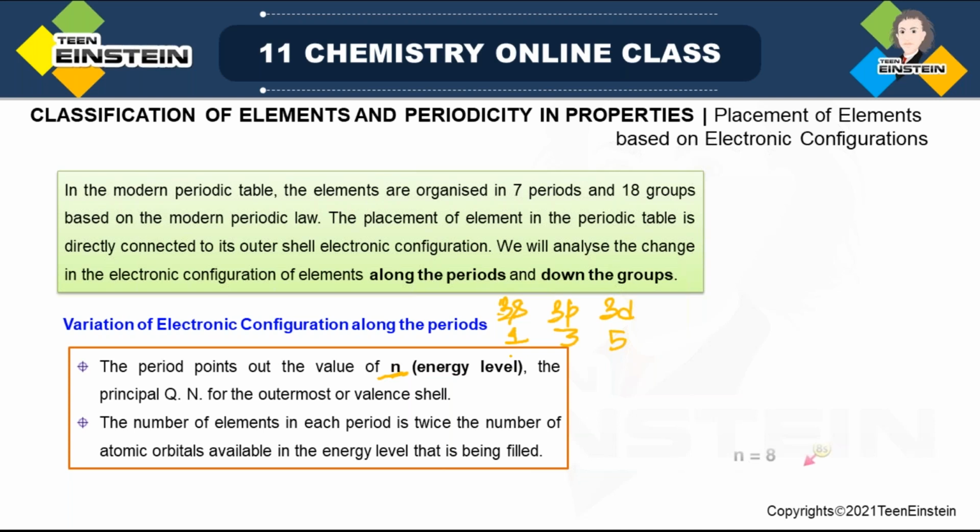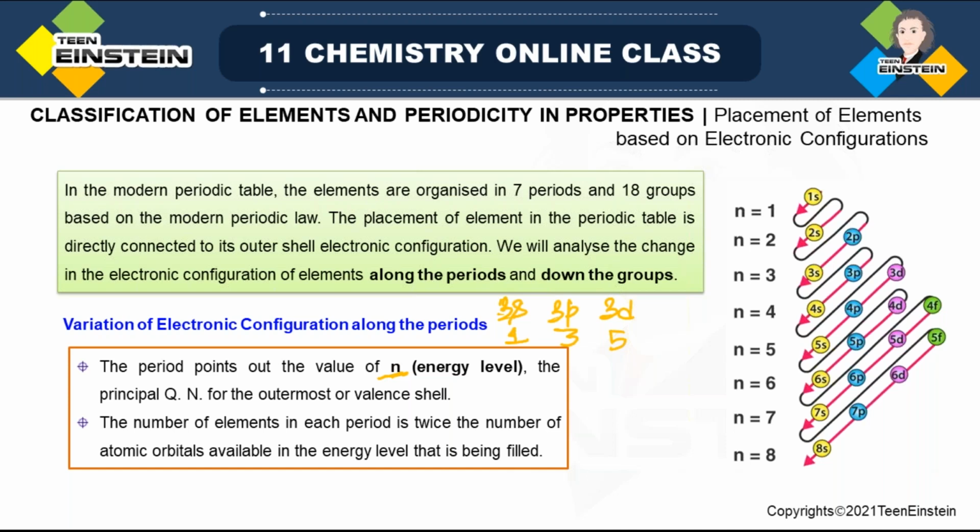Now, how to move that? See, here I have written 3s, 3p, 3d. Sorry, one mistake I have made. When I'm saying that the number of elements in each period is twice the number of atomic orbitals available in that energy level, if you directly consider this statement, it will seem like this. But you also have to remember the above principle, that is, this picture, if you consider it.